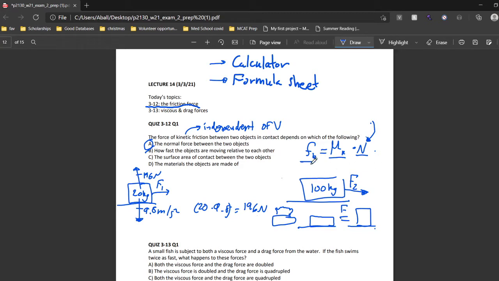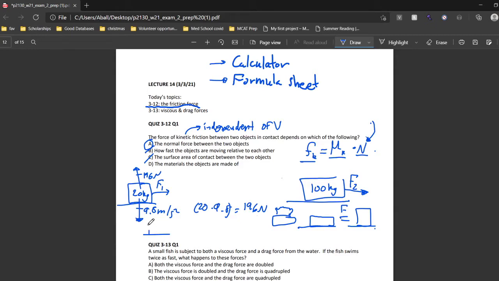Also, looking at this equation, there's no inclusion of surface area in the equation itself, meaning that the surface area does not play a role in the amount of force required to calculate the force of kinetic friction. Now, part D, the materials the objects are made of.